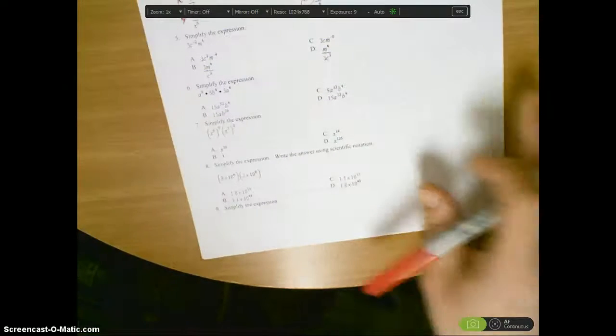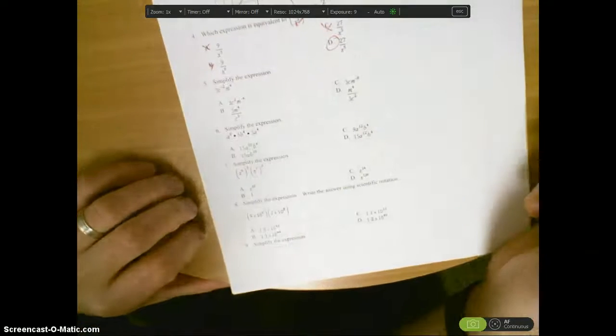Okay, should probably straighten this out a little bit. All right. I apologize if I get off and you guys can't see the problem working. I'm trying to look at the screen and do the math at the same time.